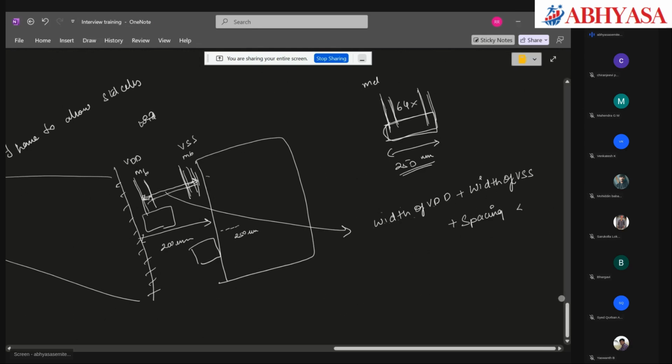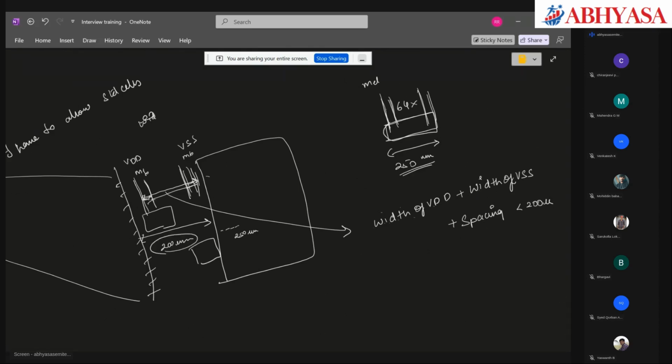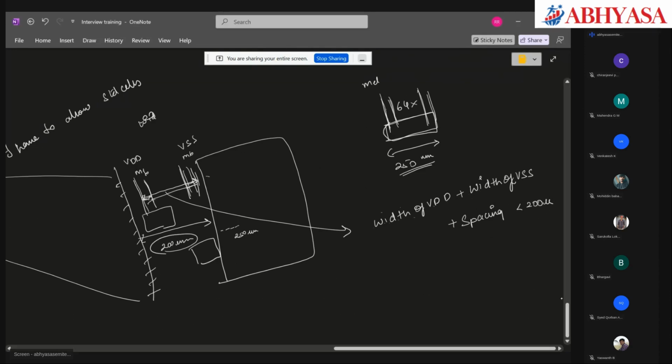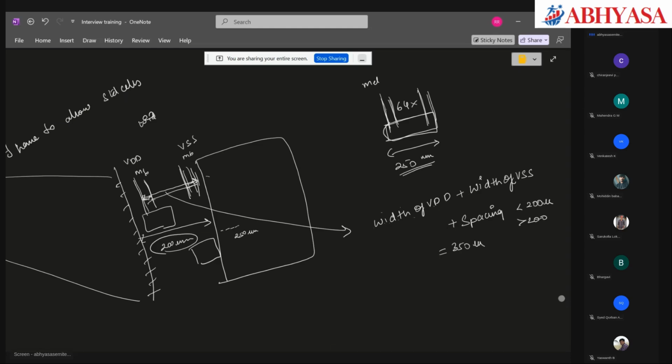This is width of VDD plus width of VSS plus spacing. If it is less than 200, then we will go with 200 only, because all my pins have to be routed. If it is greater than 200, let us say this is equal to 350 microns, then clearly 200 is not sufficient. If I am allowing standard cells, 200 won't be sufficient. I have to increase it to 350.